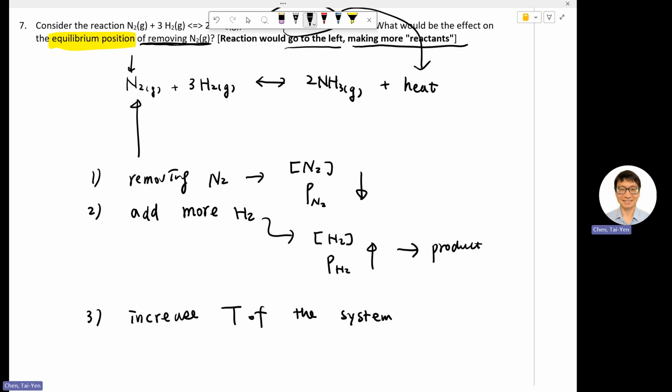Because from the equation, you know that if you move to the product side, you are going to produce a lot of heat. Right now, I increase the temperature of my system, which means I put a lot of heat into the equation. So you want to minimize the heat generation. Therefore, you move to the reactant side.